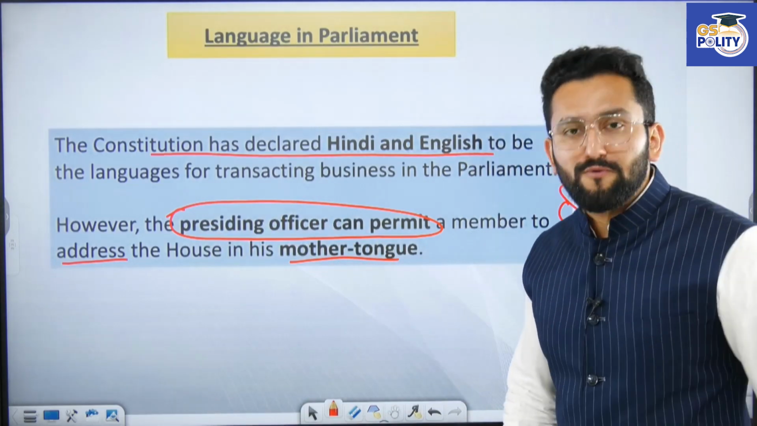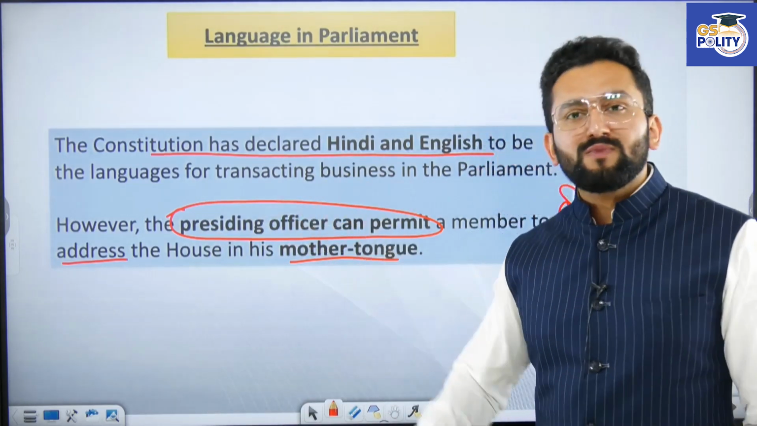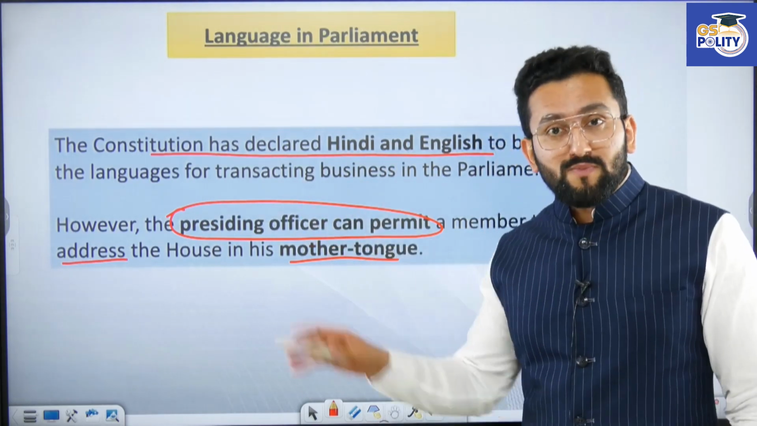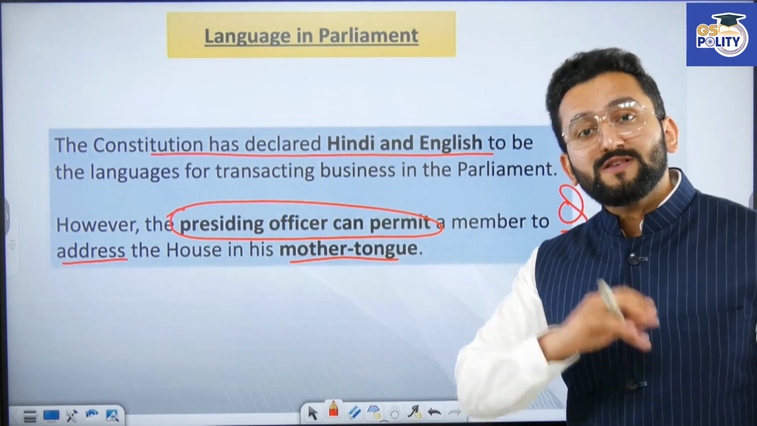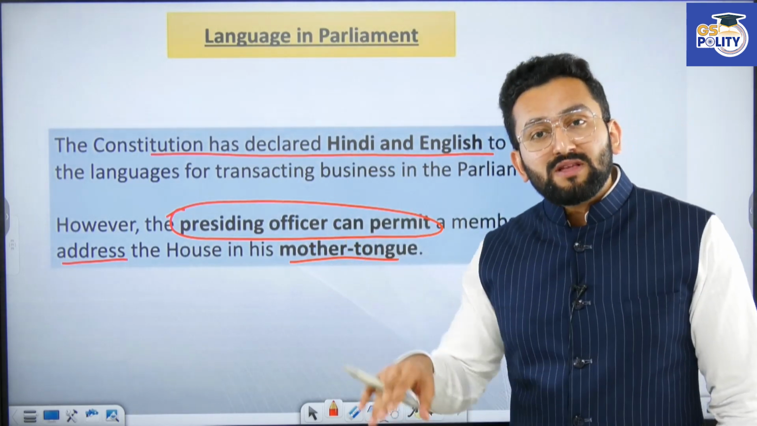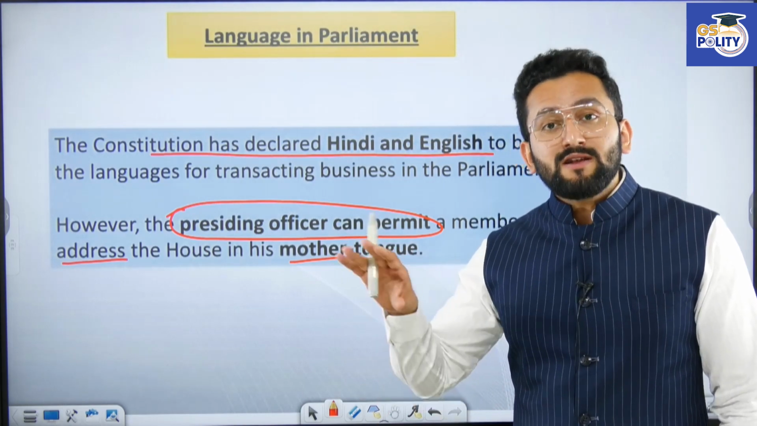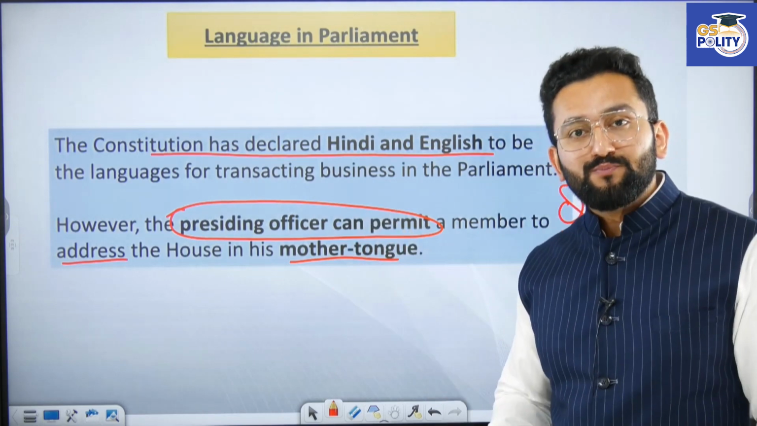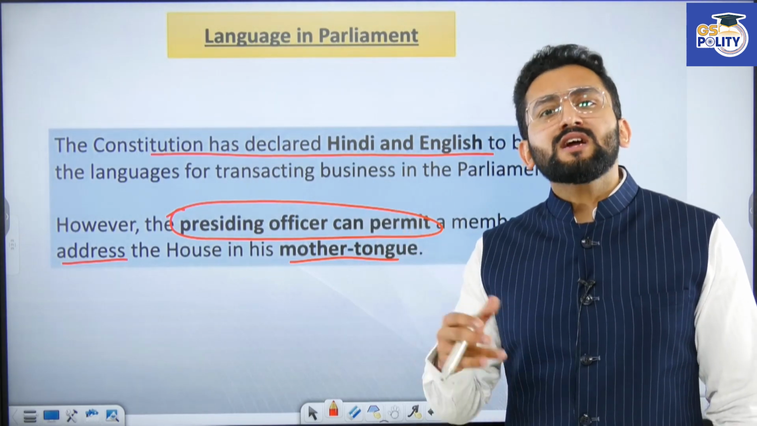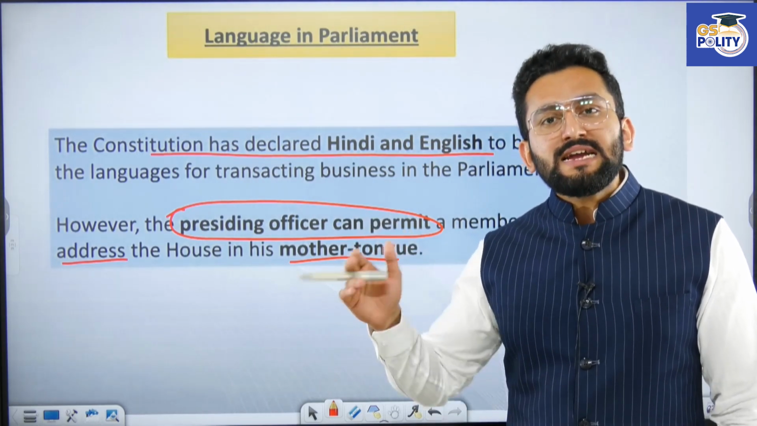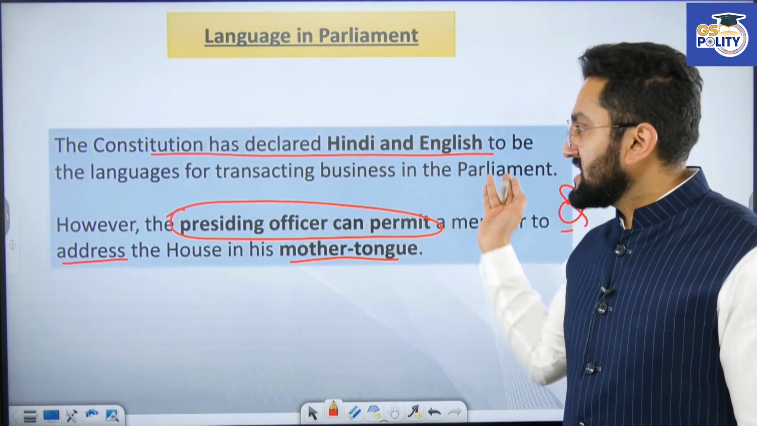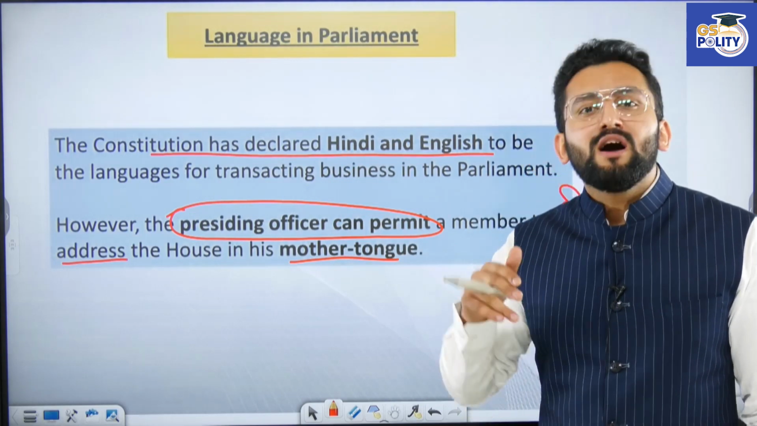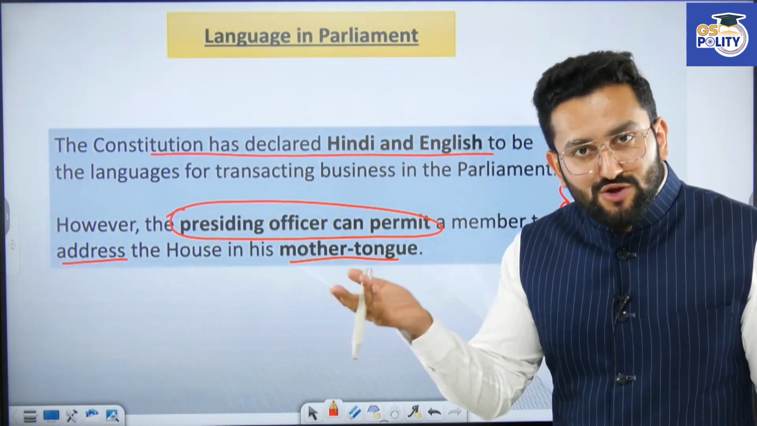Now, a question from you. By getting permission from the presiding officer, a bill can be presented in a language other than Hindi and English. It means the House can conduct its functioning in another language as well, other than Hindi and English, if permission is given by the Honorable Speaker in case of Lok Sabha, or the Honorable Chairman in case of Rajya Sabha.